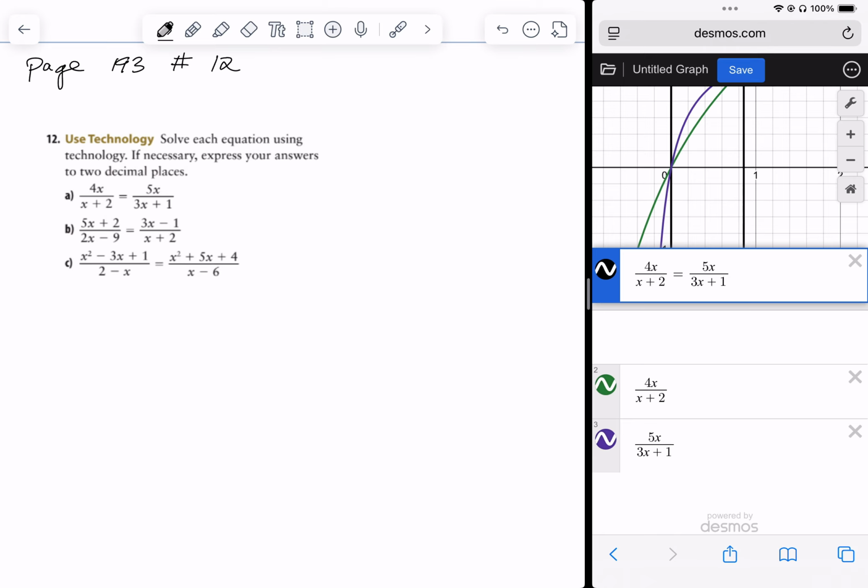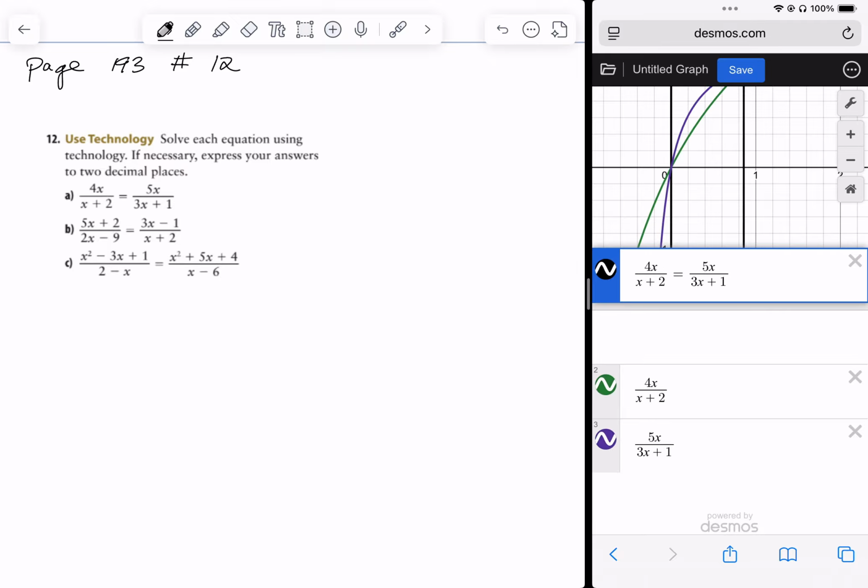With the equalities, remember, we can cross multiply and solve. So we can do this one of two ways. We can go 4x over x plus 2 minus 5x over 3x plus 1, and that has to equal 0. That's fine, but I think that's going to require us to do some common denominators and whatnot, so I'm going to avoid doing that. Alternatively, I'm just going to cross multiply.